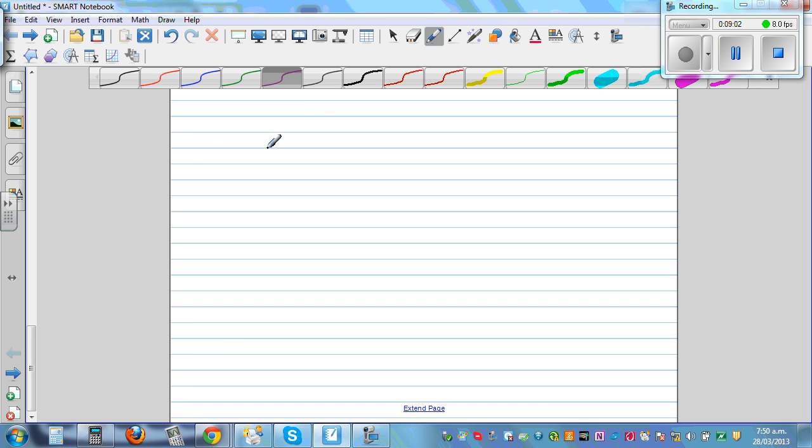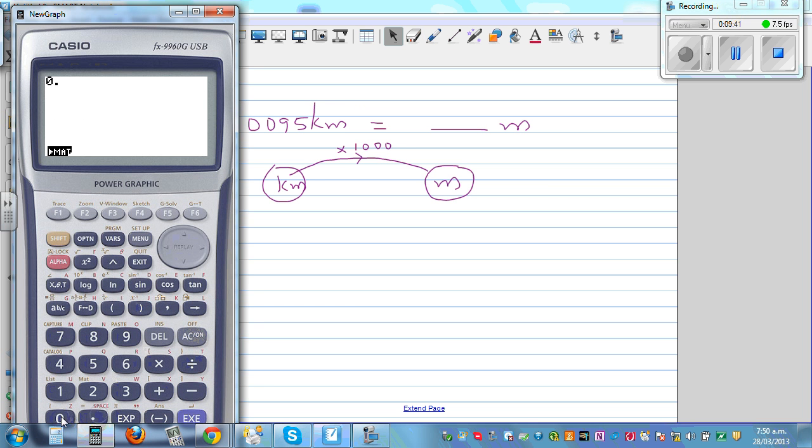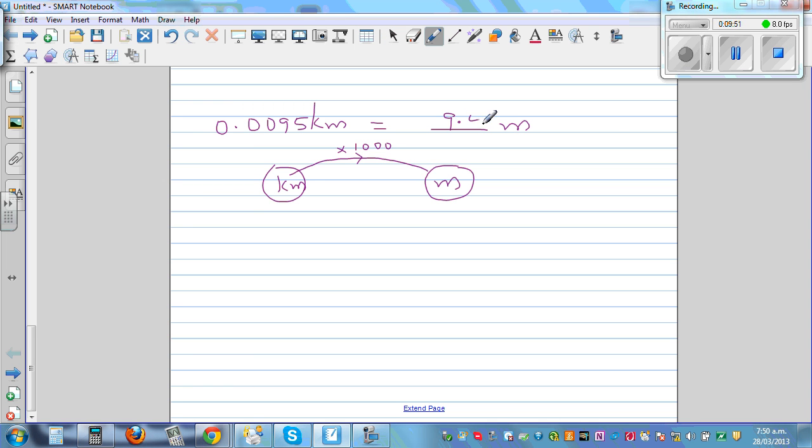Let me finish off with the last question. Suppose you want to change 0.0095 kilometers to meters. We just saw kilometers to meters. We know 1 kilometer is 1,000 meters. So that's what we want. From kilometers, we want to change into meters. So you times it by 1,000. 0.0095 times 1,000 is 9.5 meters.